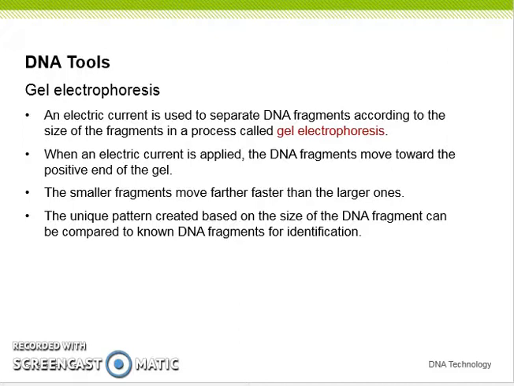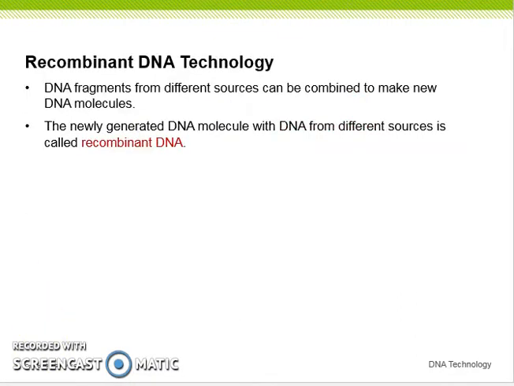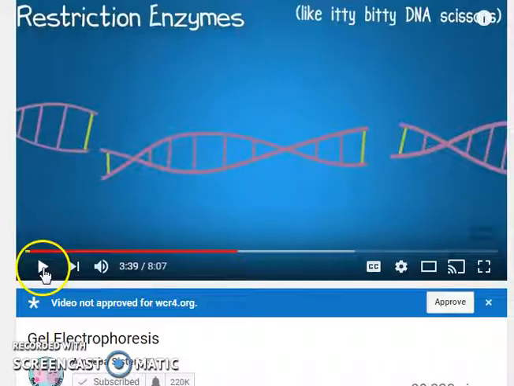The unique pattern created based on the size of the DNA fragment can be compared to known DNA fragments for identification. Now, DNA fragments from different sources can be combined together to make a completely new DNA molecule. The newly generated DNA molecule with DNA from different sources is what we call recombinant DNA.